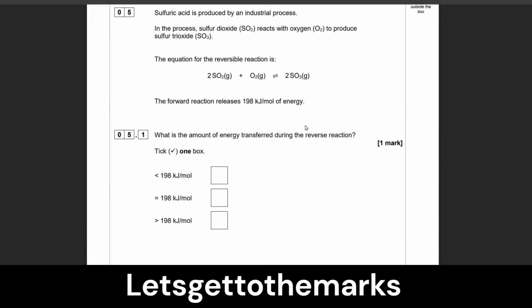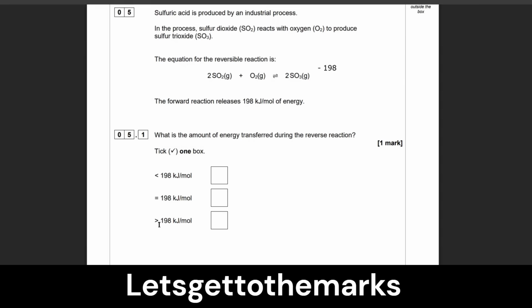We're on question 5. Sulfuric acid is produced by an industrial process. In the process, sulfur dioxide reacts with oxygen to produce sulfur trioxide. The equation for the reversible reaction is 2SO2 plus O2 goes to 2SO3. The forward reaction releases 198 kilojoules of energy. So it's released, which means negative. It's taken away from the system, minus 198. What is the amount of energy transferred during the reverse reaction? Pause the video, have a go.